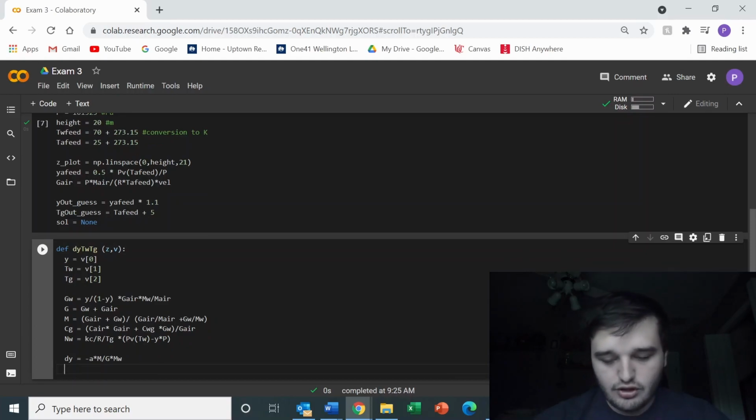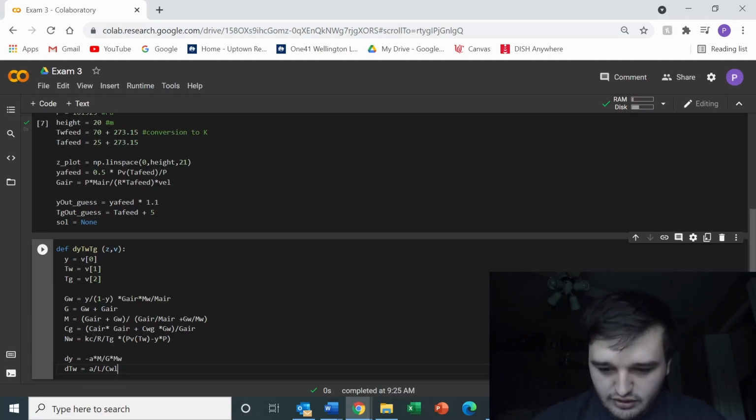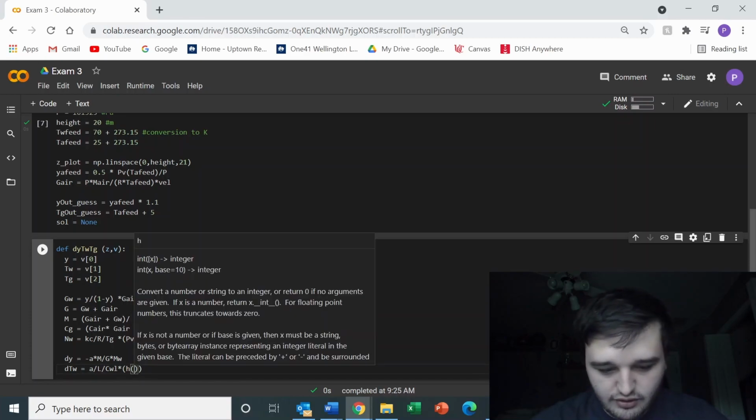And then we also need to know the dTw, so moving on to the change in the temperature of the water. The change in temperature of the water is the specific area over the liquid flow rate, and then we need to divide by the heat capacity of the water as a liquid, and then we also need to multiply by the heat transfer coefficient times that heat flux, or the difference in temperatures.